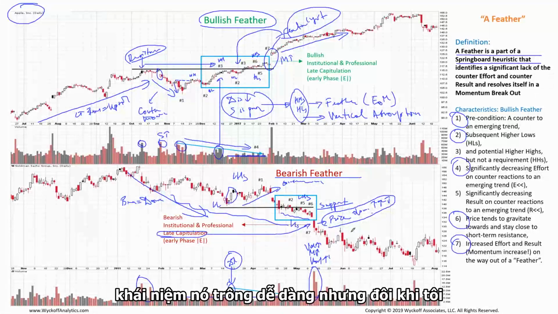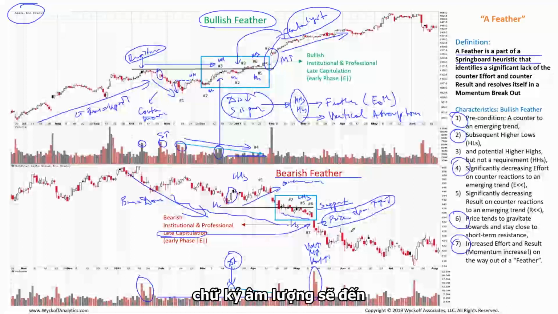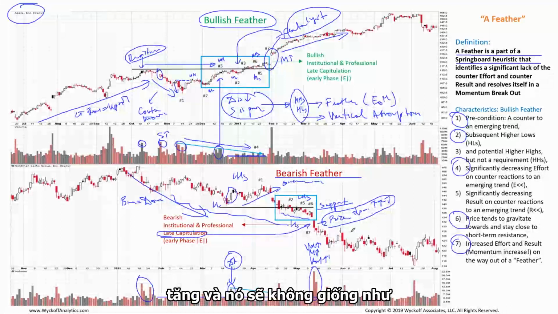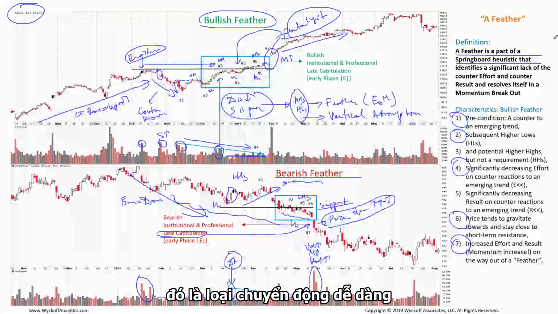It looks easy, but sometimes I feel like even I myself am not identifying it correctly with a lot of consistency. The reason is that sometimes the volume signature is going to increase and it's not going to look like feather because there is a lot of increase in the volume signature. So we usually talk about the feather as something being light as a feather, and it still moves the price down. So that ease of movement type of thing.